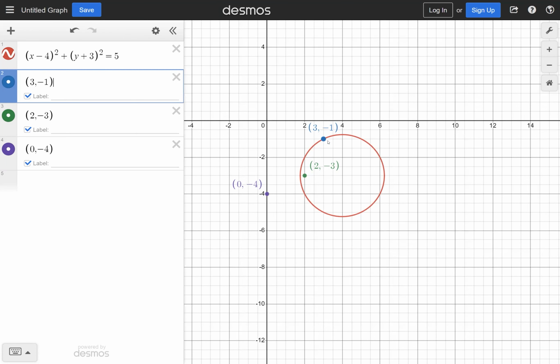I see that (3, -1) is on the circle, (2, -3) is inside the circle, and (0, -4) is outside of the circle.